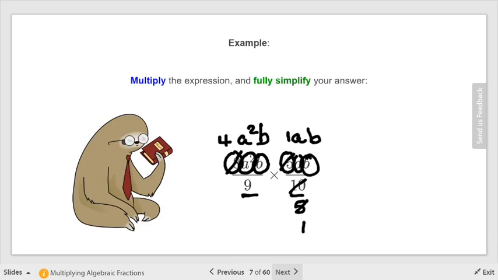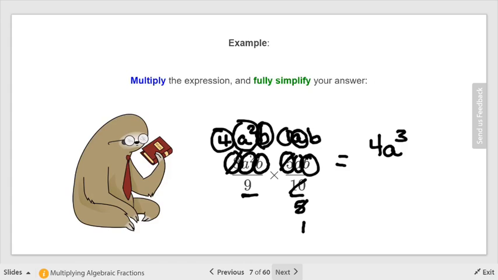Now, what do I need to do now that I've simplified it? Multiply how? Straight across. So first, we'll start with 4 times 1, which is 4. Then we have a to the second times a, which is a to the power of 3, or a to the third. Excellent. Good job, guys. A to the third is perfectly fine.